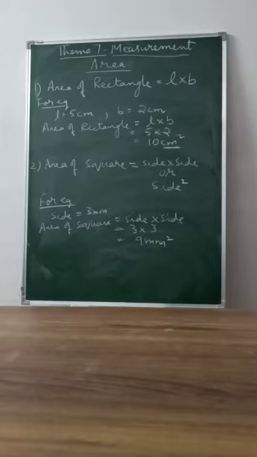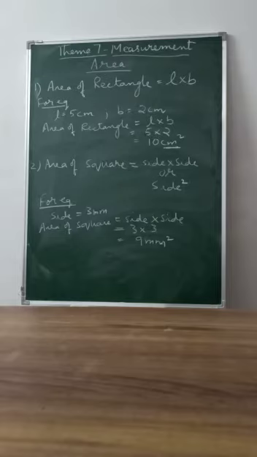We will simply write the formula: area of rectangle is equal to length into breadth. What is the length? 5 centimeters. What is the breadth? 2 centimeters. So we will multiply length into breadth, that is 5 into 2, and we will get 10 centimeters square.